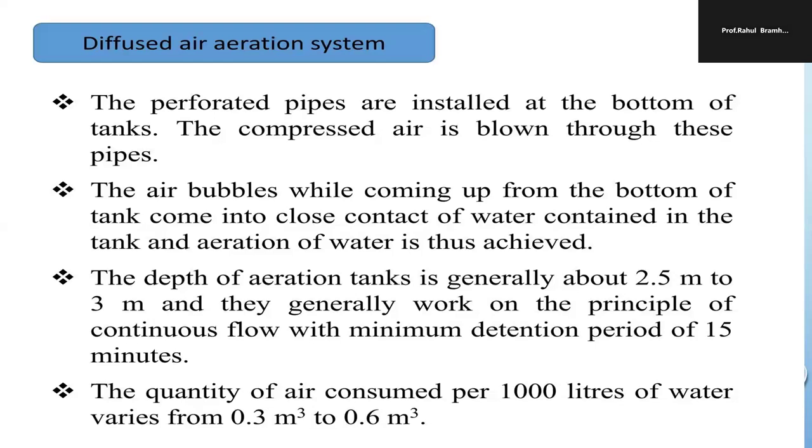Now we'll discuss the dimensions of the aeration tank. The depth of an aeration tank is generally about 2.5 meters to 3 meters, and they generally work on the principle of continuous flow with a minimum detention period of 15 minutes. These are some specifications of the tank. The quantity of air consumed per 1000 liters of water varies from 0.3 cubic meters to 0.6 cubic meters. So this is the diffused air aeration system.